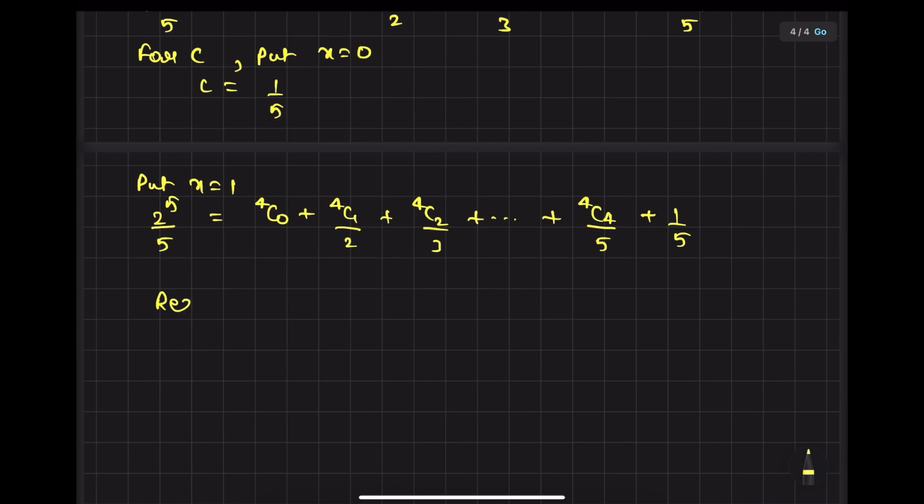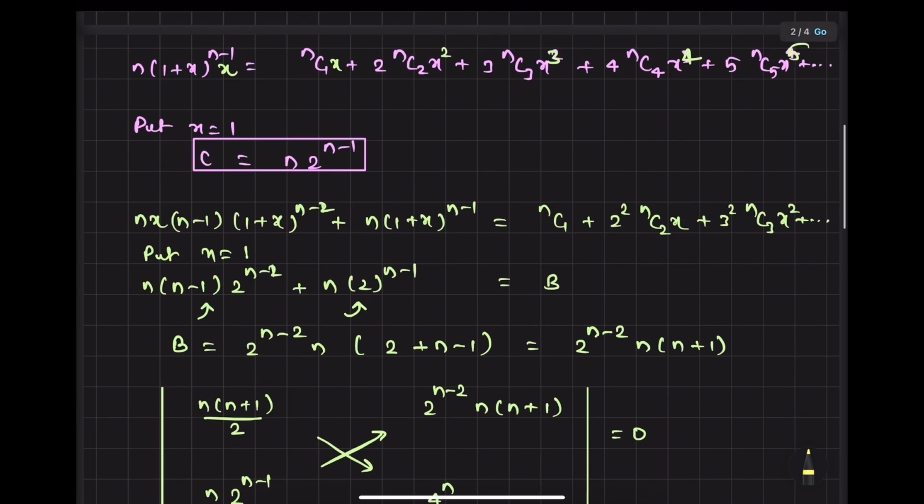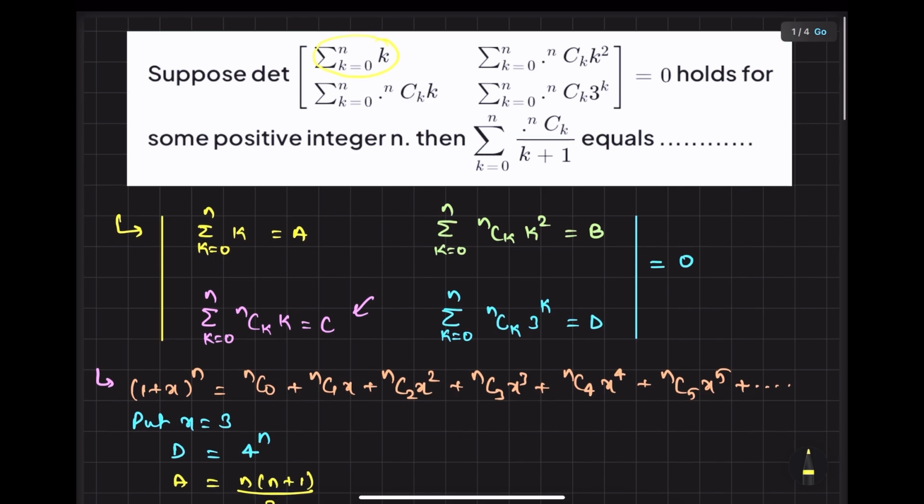So the required value will be 2 power 5 by 5, minus 1 by 5. So you know that 2 power 5 is 32, 32 minus 1 is 31 by 5. So the value of the whole thing, the required part, is 31 by 5. I hope you got the idea and you can handle similar situations.